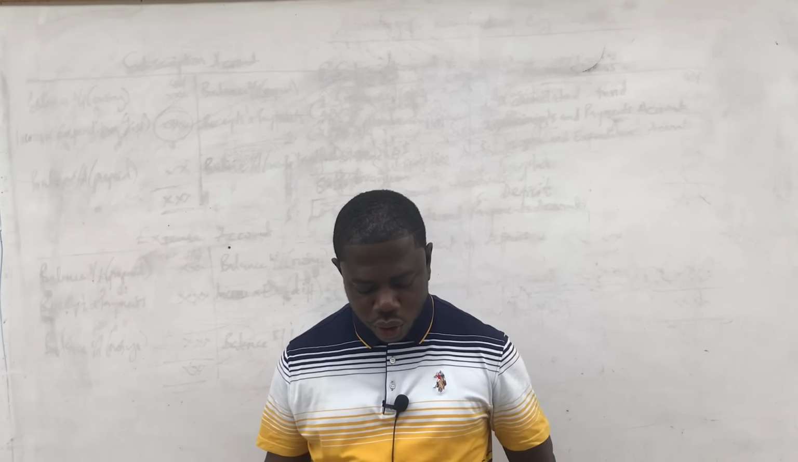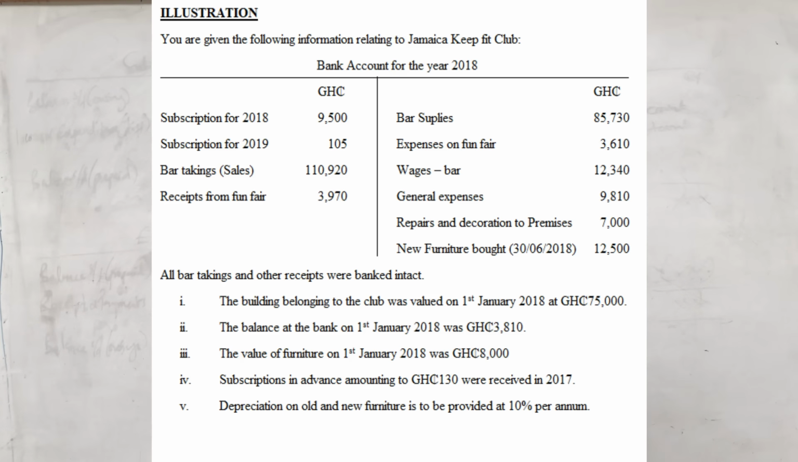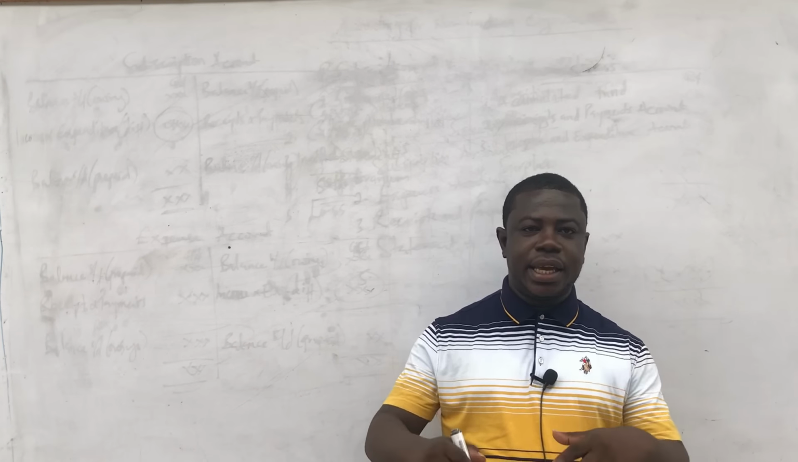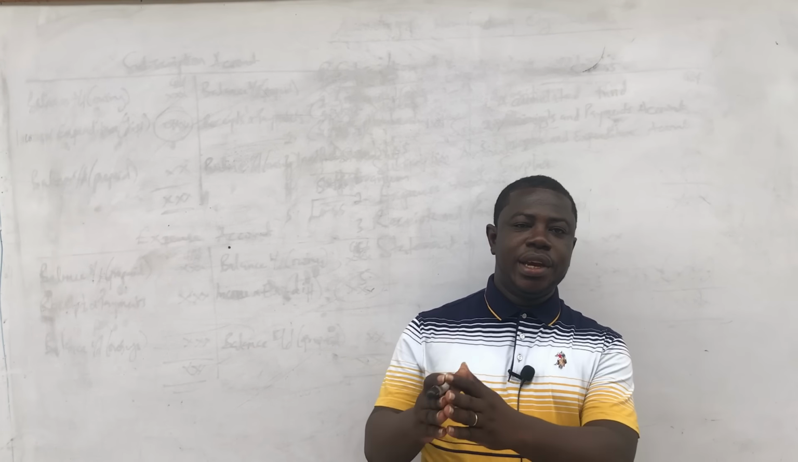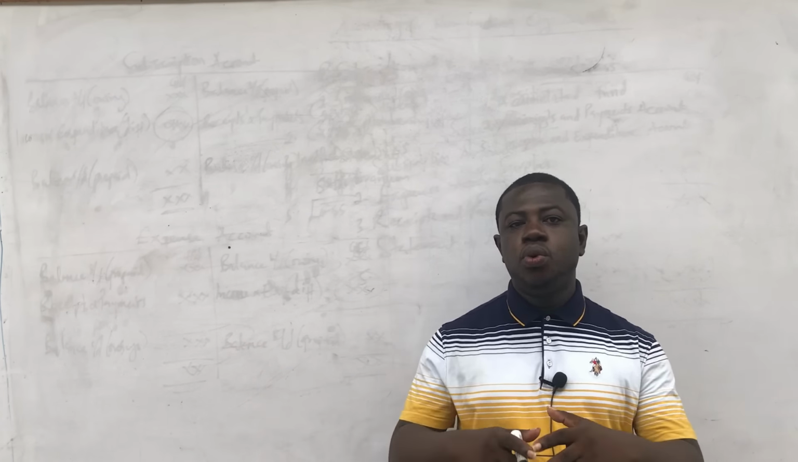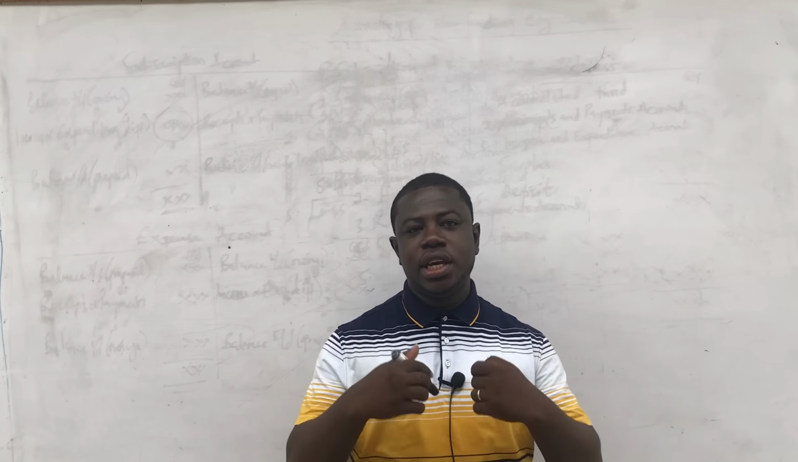And then they have on the credit side bar supplies. The bar supplies is like the amount they have paid to the creditors of the bar, people who supply them the drinks and other things, and they pay them.